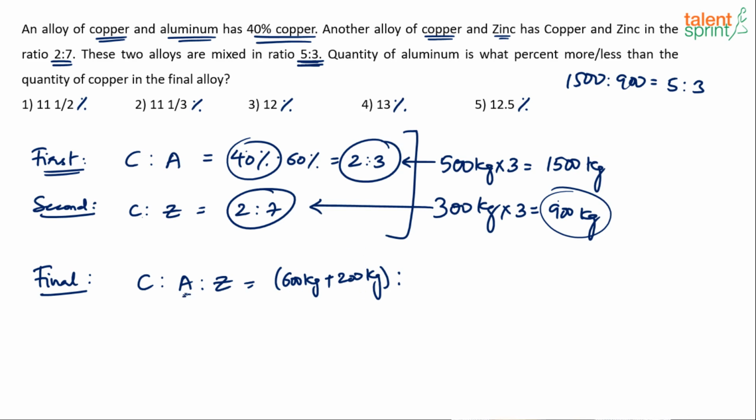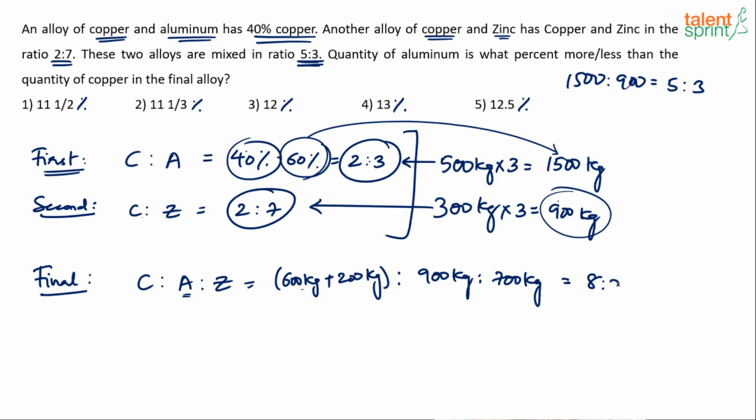Now, how much is total aluminum? Aluminum is coming only from first alloy. 60%. 60% of what? 1500, which is 900. And zinc. Zinc is coming only from second one. 7 parts out of this 900, which is 700. Now do the ratio. This is 800, 900, 700. So 8:9:7. Done. That's what I want.